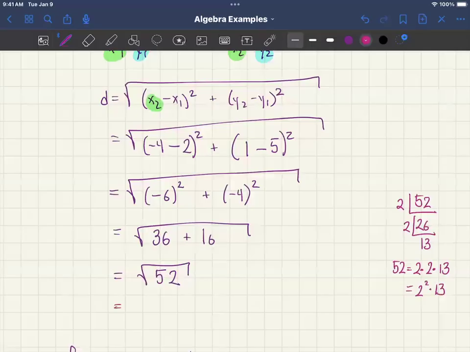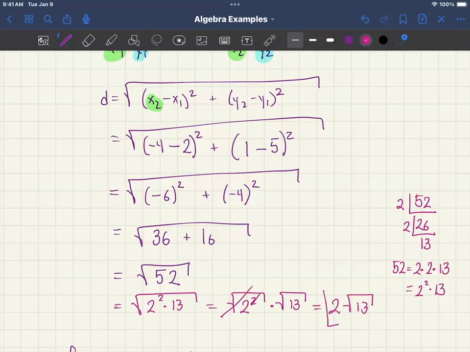I'll keep this in pink. We'll do the rest this way. We can rewrite this as the square root of 2 squared times 13. Since we are multiplying, we can break up that square root, and our square root and our squared here cancel out. So another way of writing our solution would be 2 times the square root of 13. So we have a better idea of what that number looks like roughly.